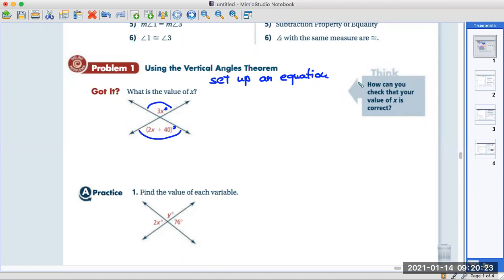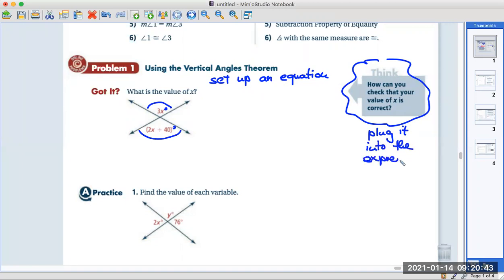So let's think over here. I always want to look at these. How can you check that your answer is correct? Plug it back into the equation. Or you can plug it into the expressions. One side should equal the other side when you work it out.